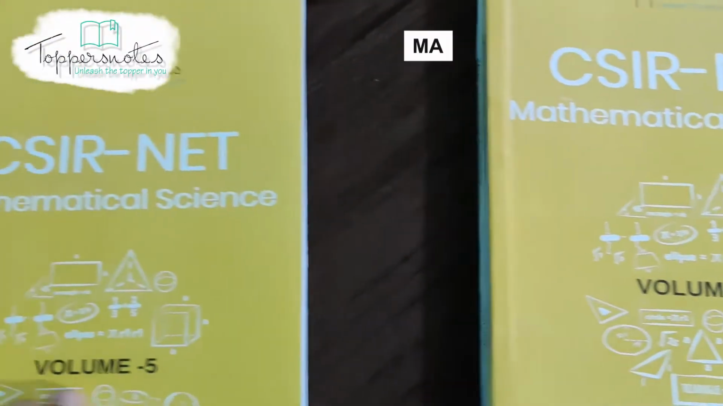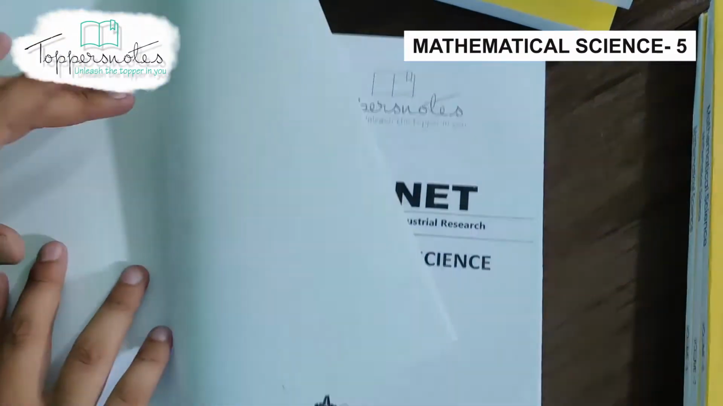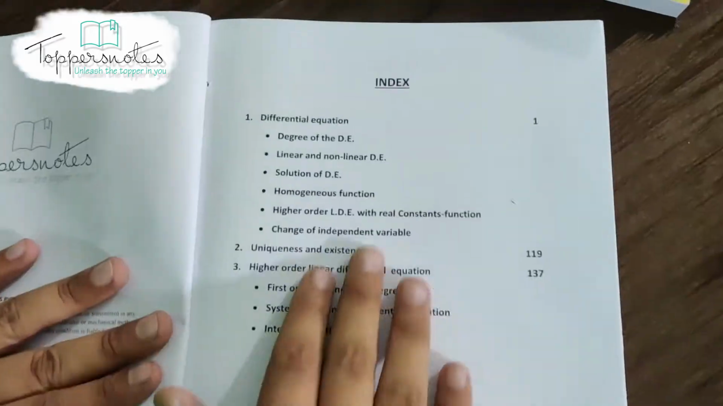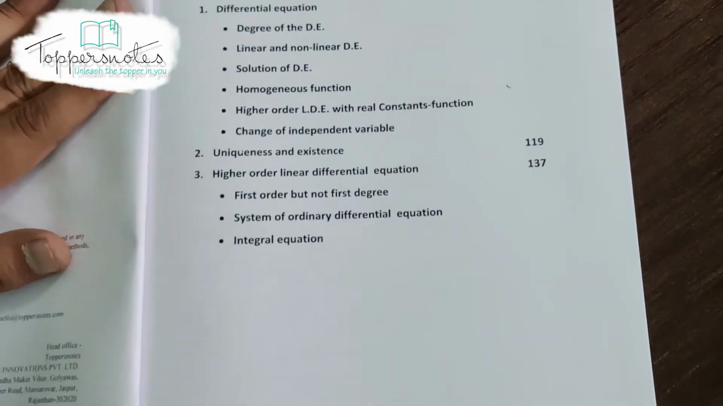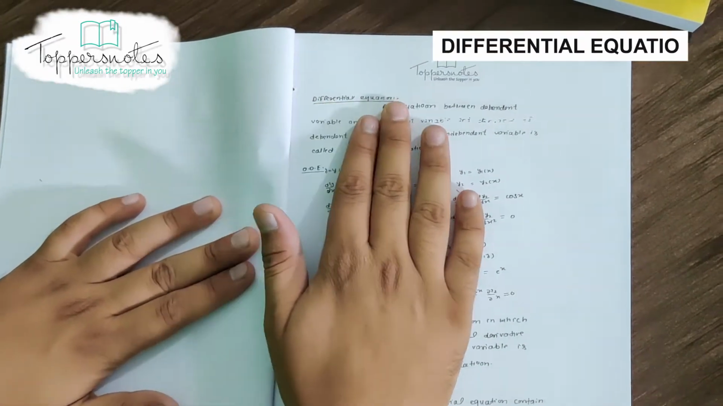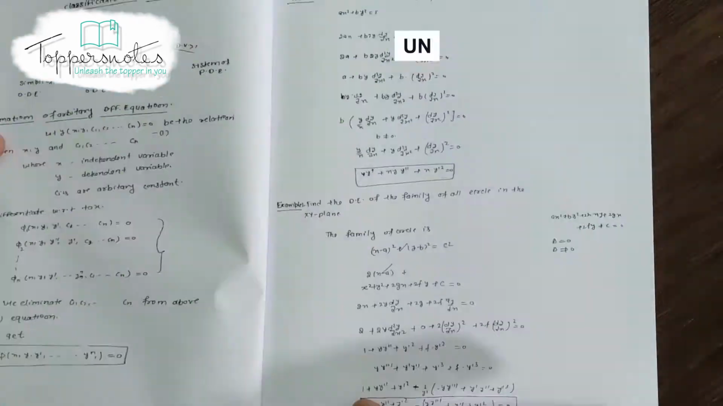Our next book is volume 5. Let's see the syllabus. You can see here also we have a proper index. Our first topic is differential equations. It starts from here.